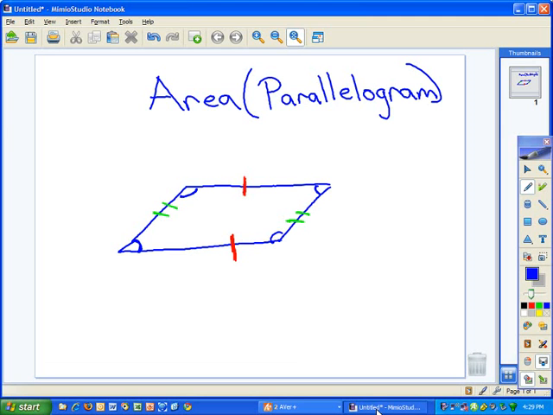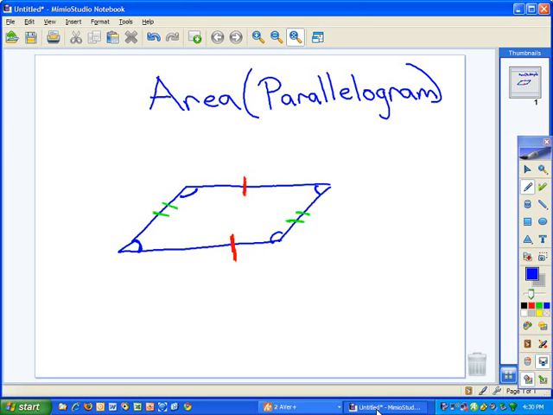Alright, this is going to be a video to help us find the area of a parallelogram. First you have to ask yourself, what is a parallelogram? By definition, a parallelogram is a polygon with four sides, so it's a quadrilateral. Also, a parallelogram has two pairs of parallel lines.